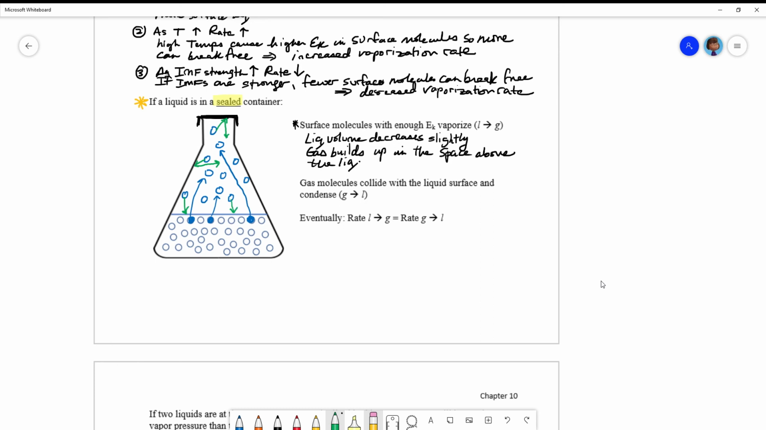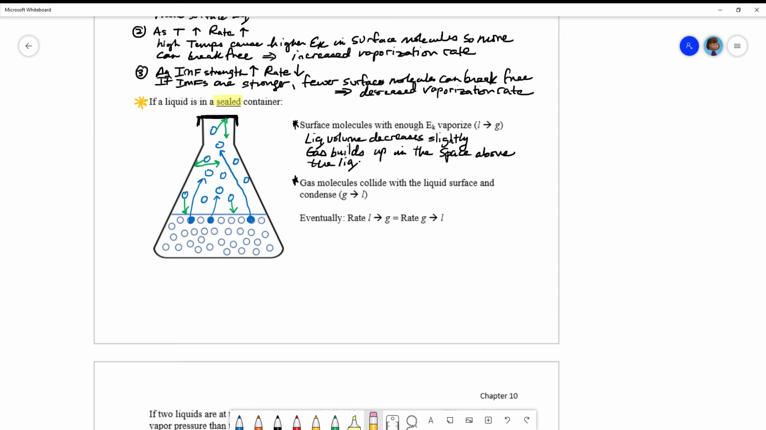And when they collide with the liquid surface, what's the opposite of vaporization? Condensation is what's going to occur. These gas molecules that collide with the liquid surface are being recaptured by the liquid, and they condense. So the gas is converting back to a liquid. And so two processes are taking place simultaneously. Surface molecules are turning into gas, and the gas is turning back into a liquid. Now, eventually, the rates of these two processes will be the same. The rate at which the surface liquid turns into a gas is going to equal the rate at which the gas is turning back into a liquid.